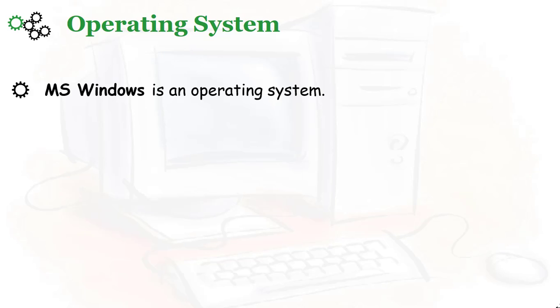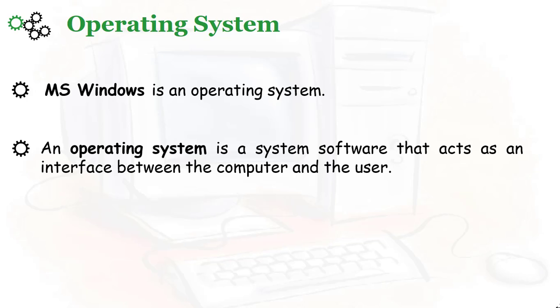MS Windows, that is Microsoft Windows, is an operating system. An operating system is a system software that acts as an interface between the computer and the user. The operating system that we are using in our laptop or PCs is one kind of system software. You are all aware of system software, right? Because you already learned it in the previous standards.